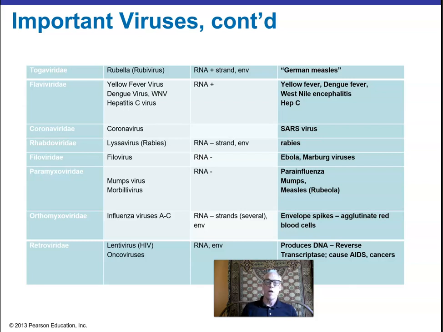Lyssavirus is a very terrible virus that causes rabies. You should know about that. Rabies is a virus that hitches a ride on neurons, motor neurons of muscle cells, that travels along the axons of motor neurons into the central nervous system, and then starts damaging and destroying the central nervous system. And it's a fatal disease unless it can be eradicated immediately after exposure.